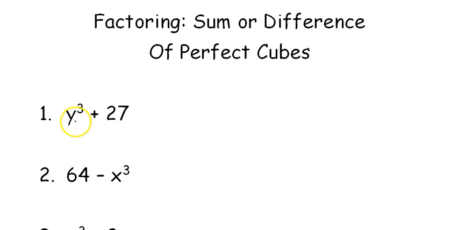Okay, so for this first one, I have y cubed and 27. 27 is actually a perfect cube. The cube root of 27 is 3 because 3 times 3 times 3 is 27. And when you're looking at the variables, you want the exponent to be divisible by 3 to see if that is going to work for you.